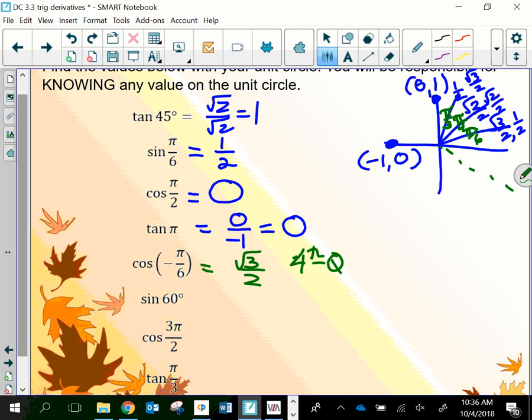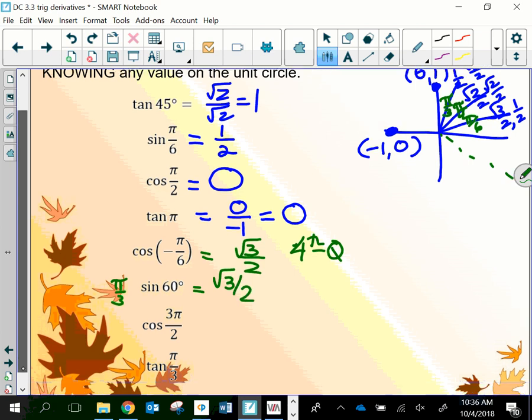Okay, 60 is really pi over 3. So sine of 60, pi over 3, radical 3 over 2. Okay, we're in the first quadrant. We don't have to worry about the sign.